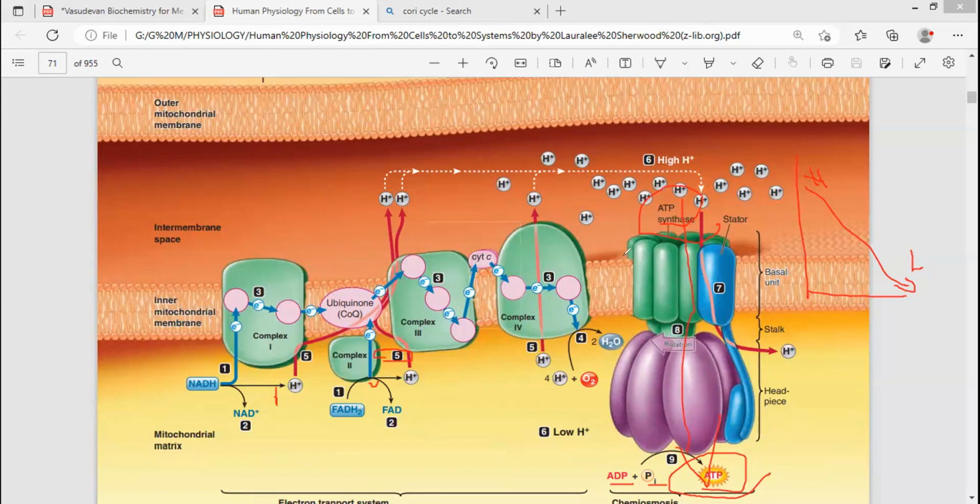Now to summarize, just think about it as these things are moving. As ions are moving, they release energy. So as these electrons were moving, they were releasing energy. That energy was harnessed by complex 1, complex 2, complex 3, and complex 4 to pump hydrogen onto the outer side of the intermembrane space. And we created a gradient. We created high hydrogen on one side, low on the other side.